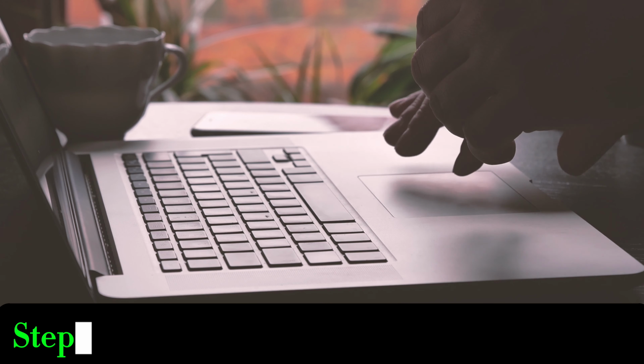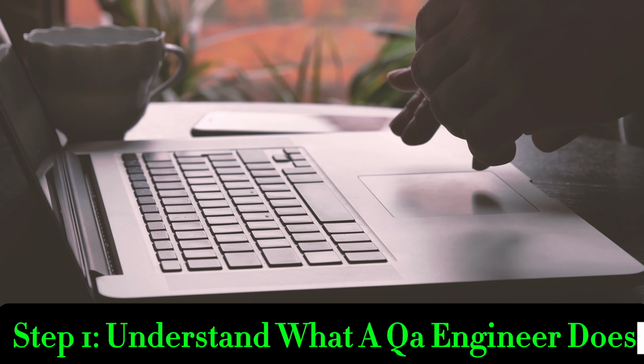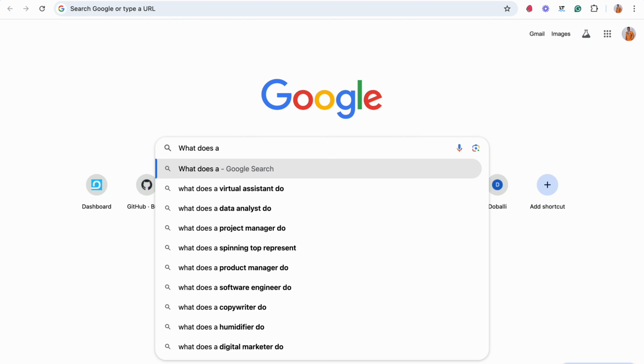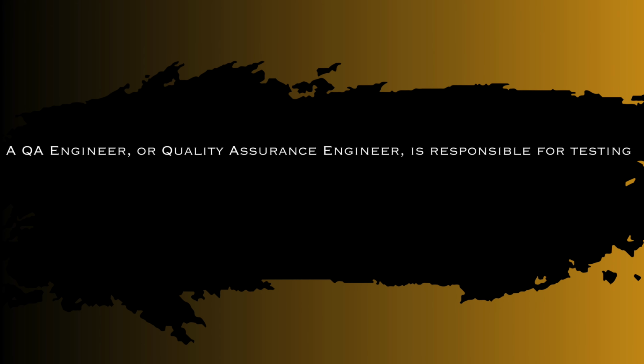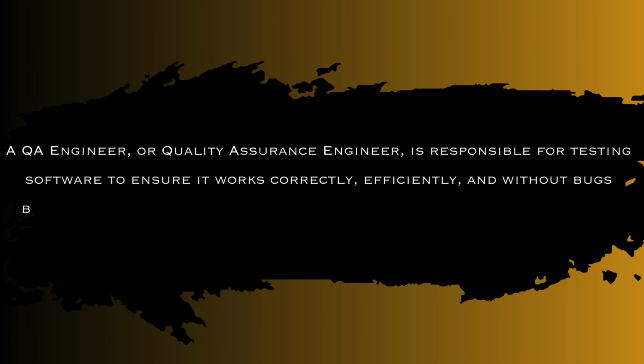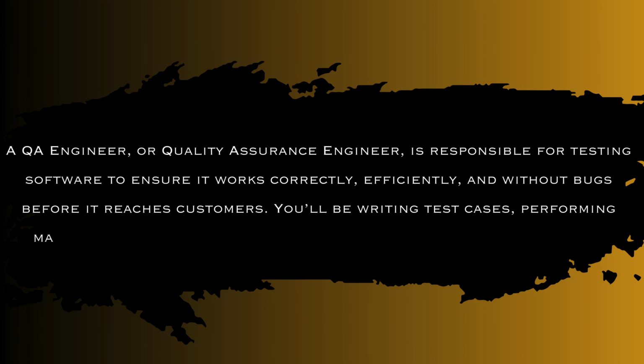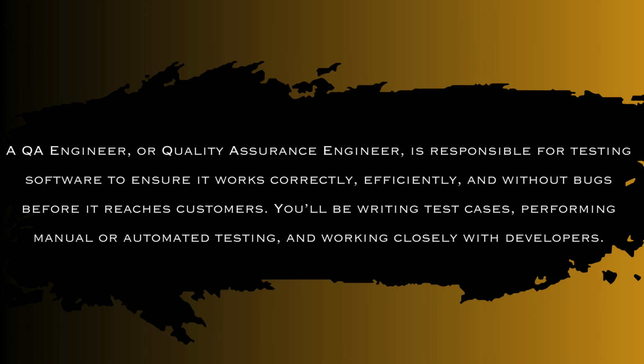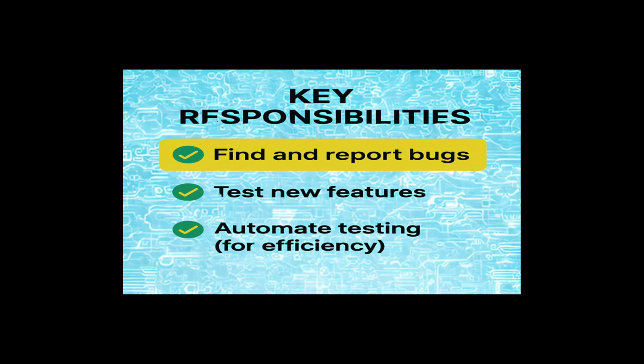Let's get started. Step 1. Understand what a QA engineer does. A QA engineer, or quality assurance engineer, is responsible for testing software to ensure it works correctly, efficiently, and without bugs before it reaches customers. You will be writing test cases, performing manual or automated testing, and working closely with developers. Don't worry if this sounds overwhelming. By the end of this video, you will know exactly what skills to learn and where to start.